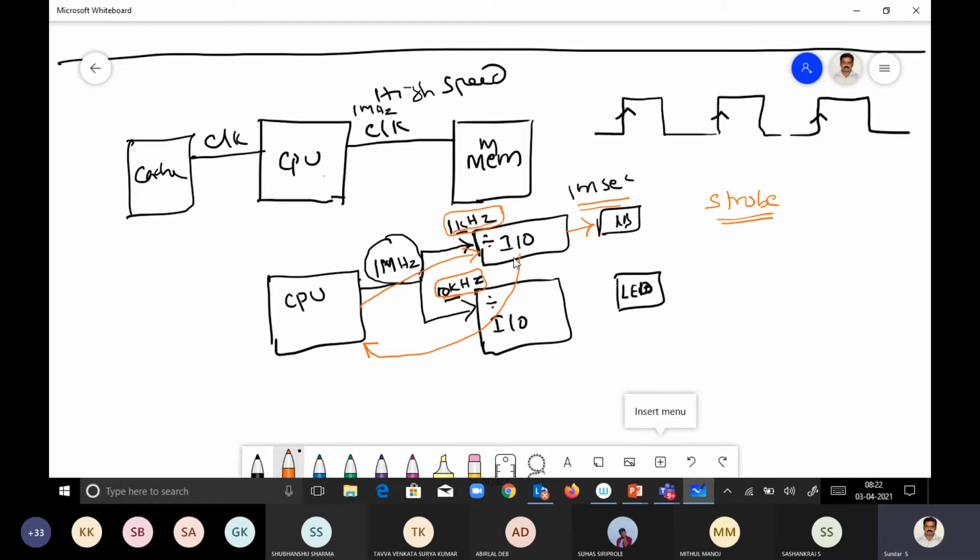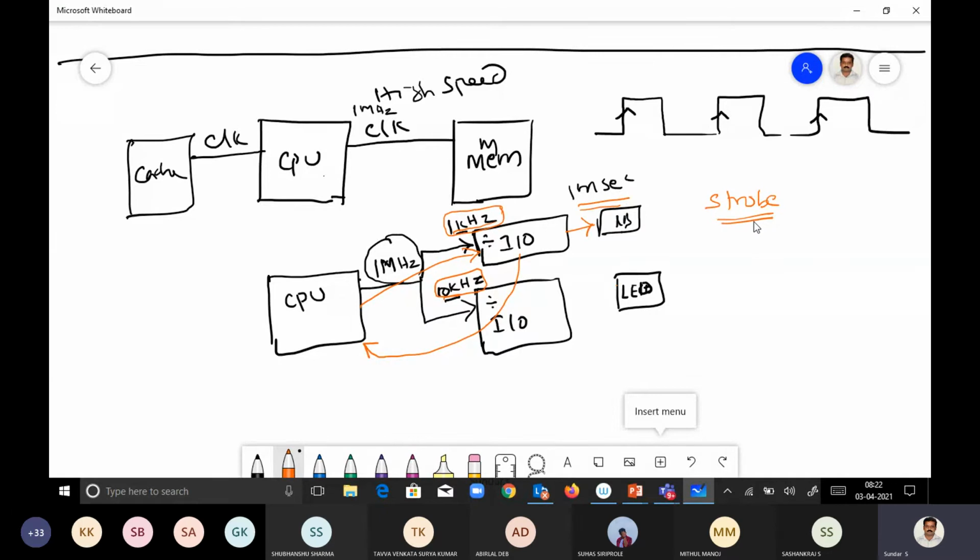Whereas in handshaking, in the case of strobe, CPU may not be aware whether the device is ready during that time or not. From the CPU's point of view, after 1 millisecond, the device is supposed to be ready because the clock is 1 clock. So after every 1 millisecond, it will send one data. It won't bother whether the data will go to the keyboard or the IO devices or not. It just keeps transmitting the data after every 1 millisecond. So this is the case of strobe.